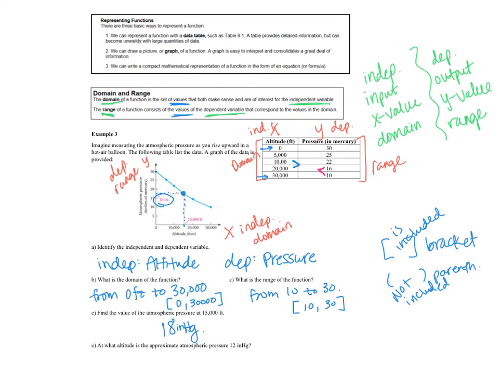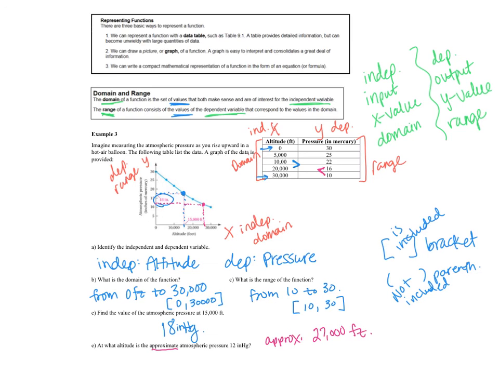Or I can come over here to my graph and look at, okay, if I want about 12, let me read that right across. It's going to be somewhere about, I'd say a little bit closer to 30,000. So maybe approximately, remember it says to approximate here, I'm going to say approximately 27,000 feet.